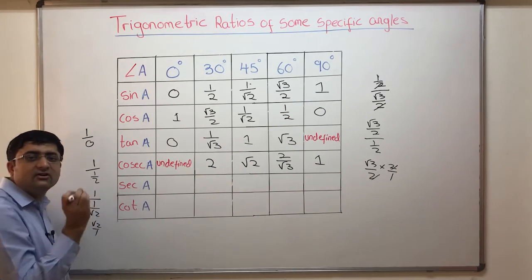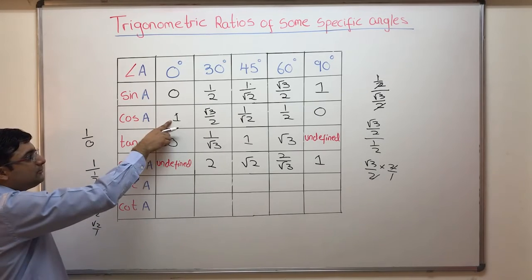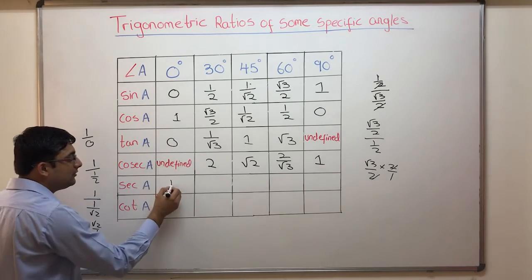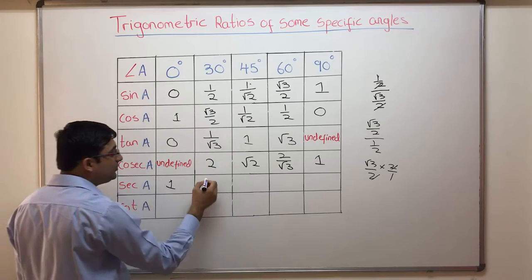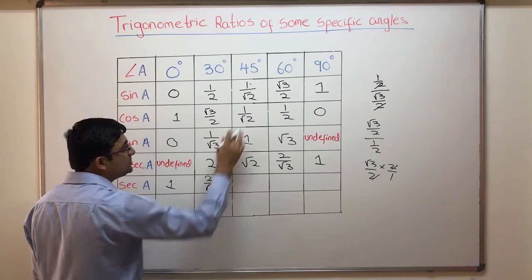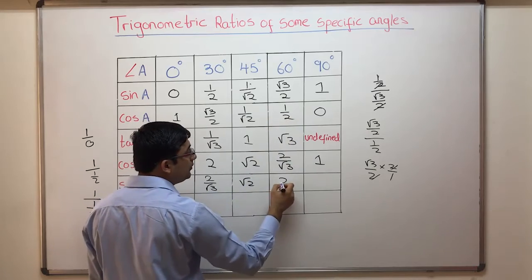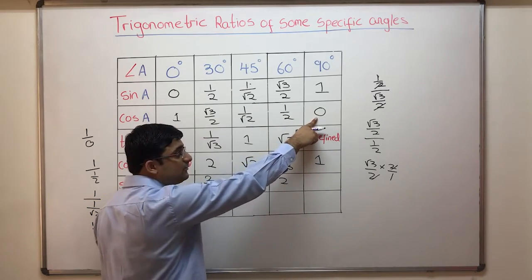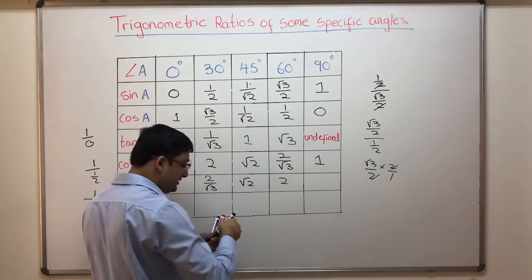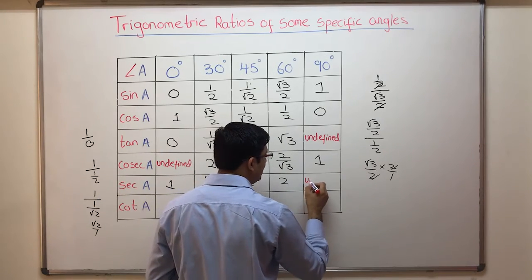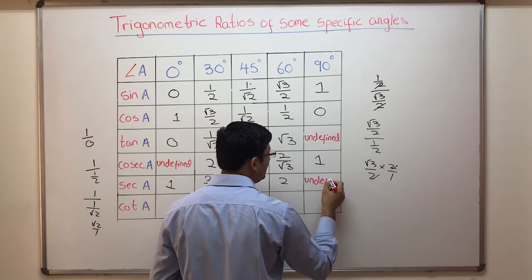Similarly, what is sec? Reciprocal of cos. So we'll take reciprocal of cos, reciprocal of 1, 1. Reciprocal of root 3 by 2, 2 by root 3. Reciprocal of 1 by root 2, root 2. Reciprocal of 1 by 2, 2. Reciprocal of 0. Reciprocal of 0 means 1 divided by 0, that is undefined. So right over here, undefined.